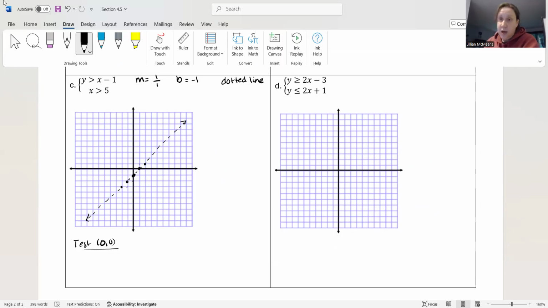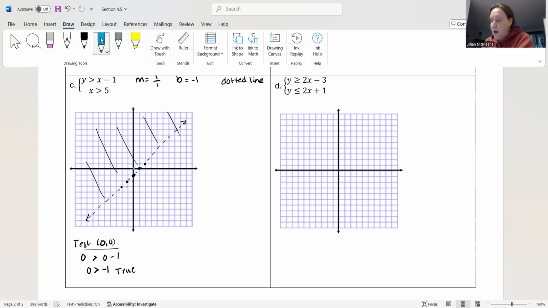My original inequality is y is greater than x minus 1. So anywhere I see an x or a y, I'm going to replace it with a 0. So I get 0 is greater than 0 minus 1. So I have that 0 is greater than negative 1, which is true. So that tells me my solution is on top of the line because the ordered pair 0, 0 is right there, that tiny little spot, okay?